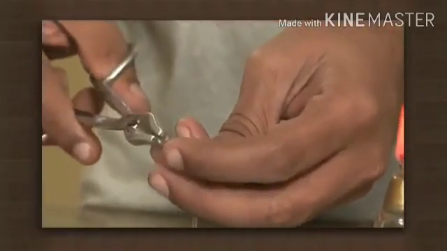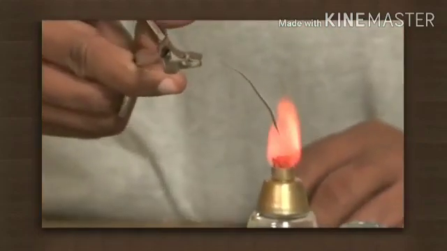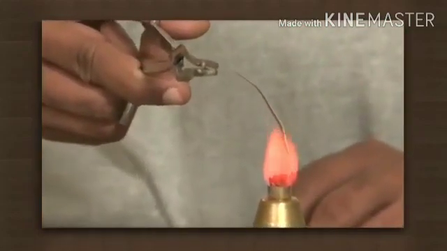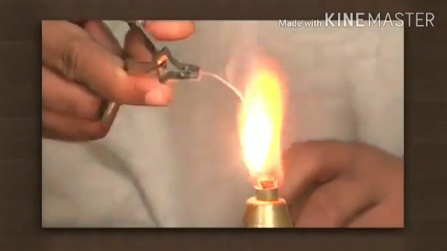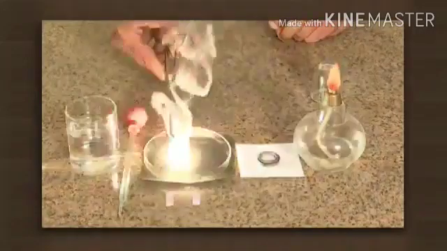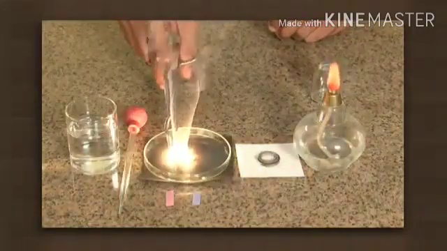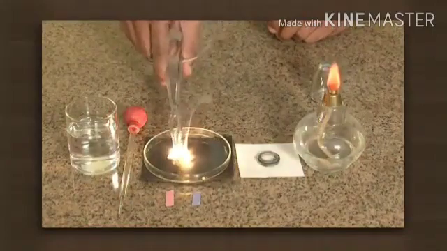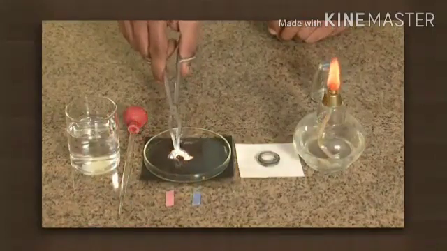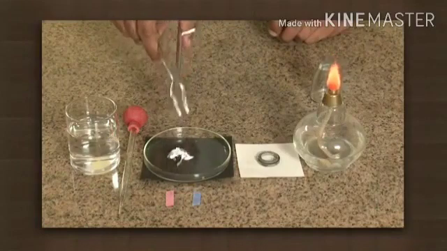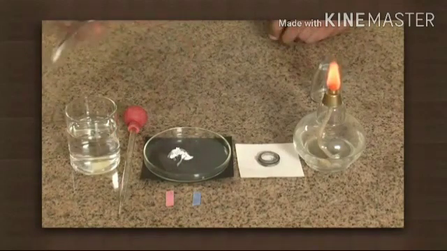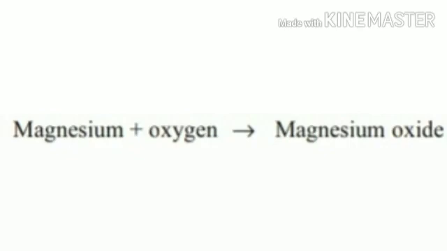Let's see a chemical reaction. A piece of magnesium ribbon is burnt. What do you observe? The magnesium ribbon burns with a white bright light and it turns into a white powder. Do you know the name of that substance? It is magnesium oxide. We can represent this reaction as magnesium plus oxygen gives magnesium oxide.